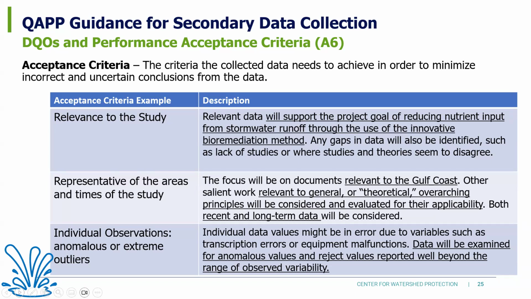Next, the data was representative of the areas and times of the study. That answers the question of how the data is representative of their project and purposes. In this case, it was about the area and location on the Gulf Coast, and that may include existing data on general overarching principles that are salient to their project purpose. They also provide a time frame for the data that they'll be collecting, which was both current and long-term data, or recent and long-term. And then lastly, their criteria also included examining the existing data collected for anomalous values and outliers as well.